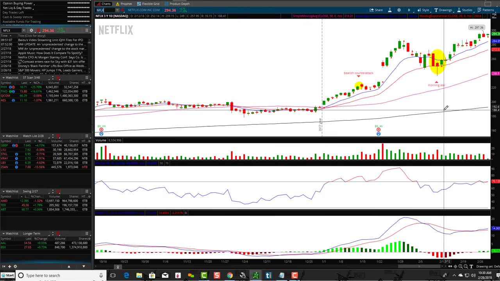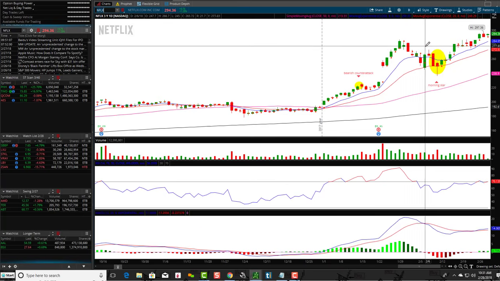Again, want to show you real world. Don't get too caught up in the minutia. Is it an exact morning star pattern? It may not be exact, but it's close enough. And look what it's doing.